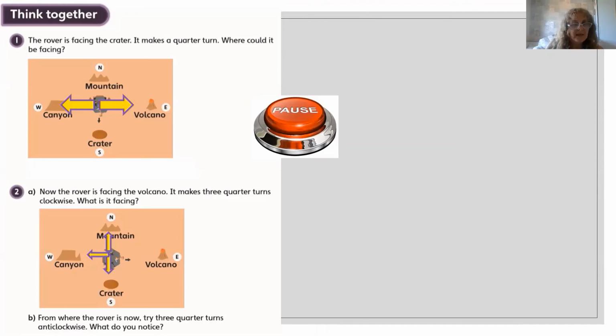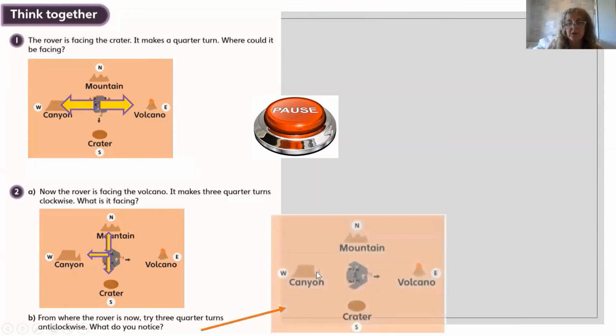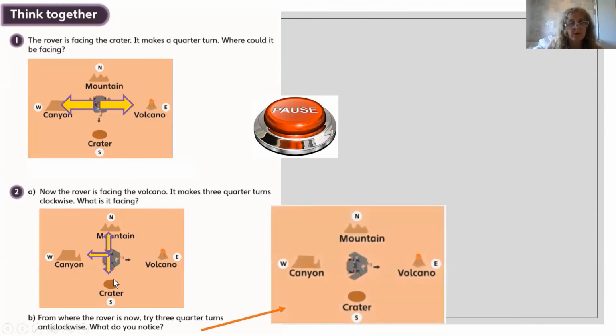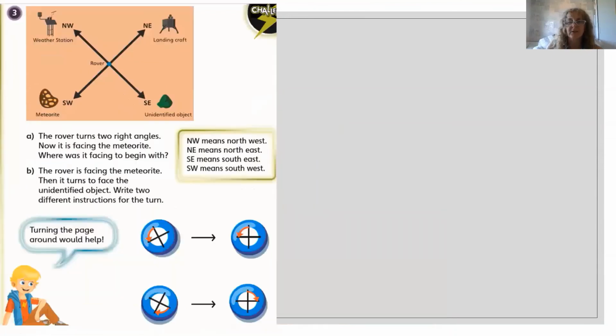From where the rover is now, try 3/4 turns anti-clockwise. What do you notice? And let's have a look what it would look like. So where is it now? At the moment, he's actually not at the volcano now. He's actually at the mountain. So if we're at the mountain now, we want 3/4 turns. Look where we go. 1, 2, 3. It'd end up back at the volcano. Did you get that? Yeah, I think you'd be really good at turns.